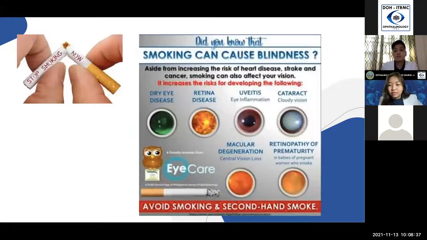So actually smoking can also affect the eyes. So yes, dry eyes, retina disease, uveitis, cataract, macular degeneration, and ROP. So that's all. Thank you.